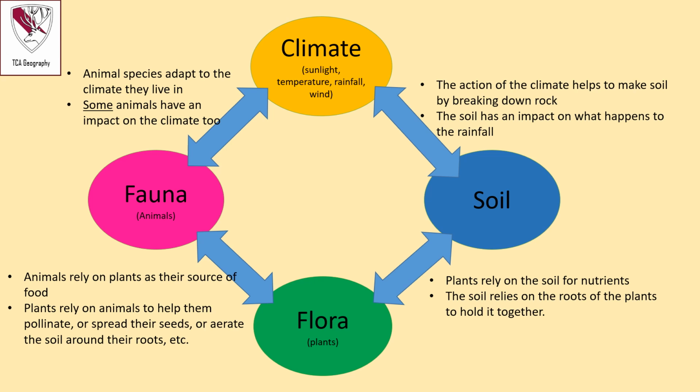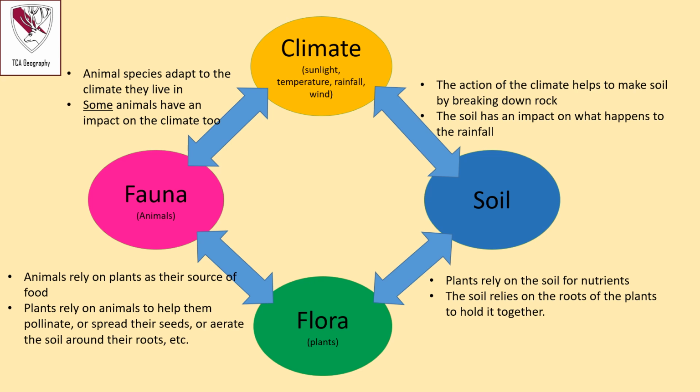Plants rely on animals to help them pollinate. So bees and other insects help plants to pollinate. Also, insects and birds help to spread the seeds of different plants. And things like earthworms and beetles that live in the soil around the roots help to aerate the soil. So that helps the roots to take up some water, for instance.